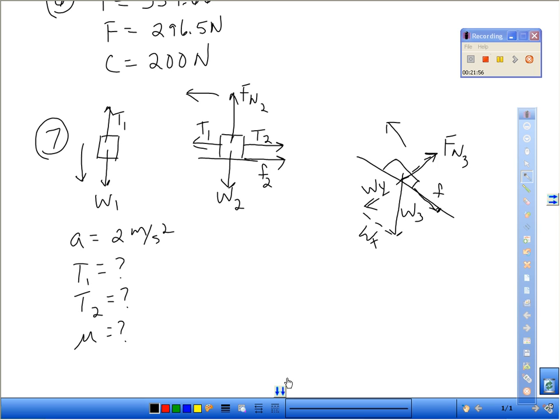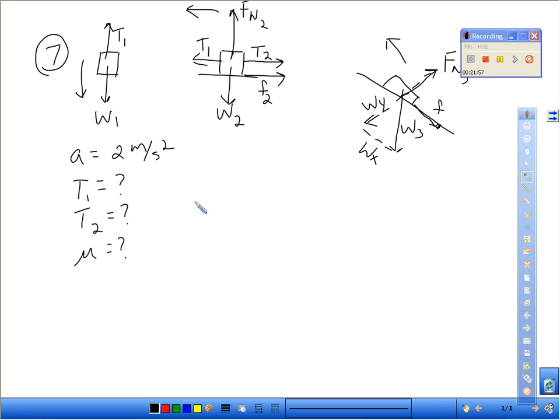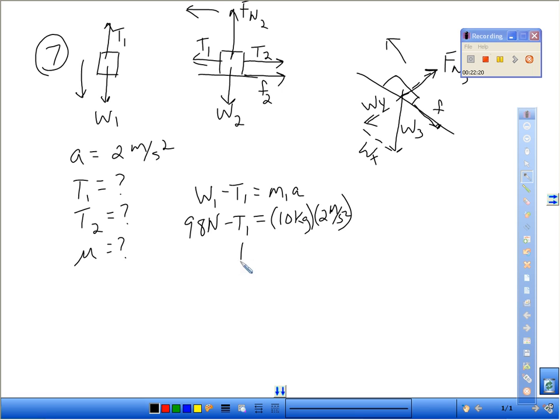So now I want to write some equations. I'm going to start with body 1, and I'm going to say W1 minus T1 equals M1A. W1 is 98 newtons. T1 I don't know. Mass 1 is 10 kilograms. And positive 2 meters per second squared is my acceleration. So T1 is simply 78 newtons. Not very hard to get, but that's one of the answers they want.